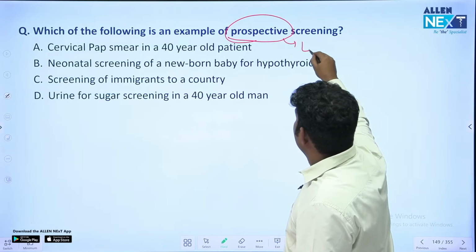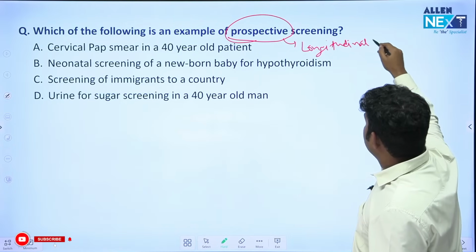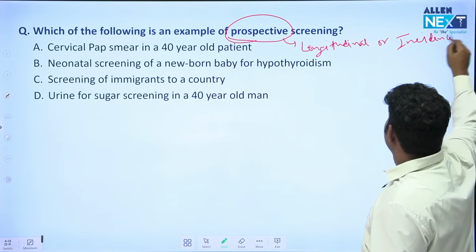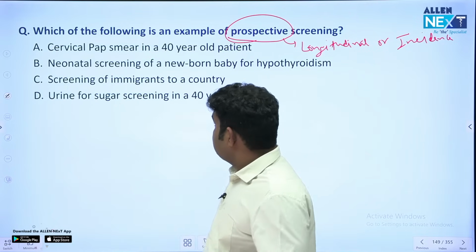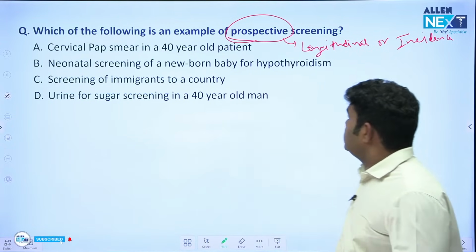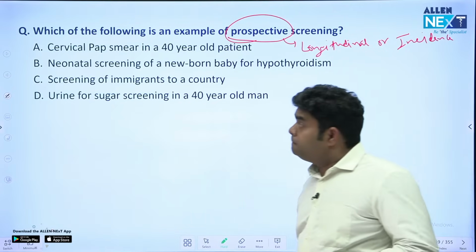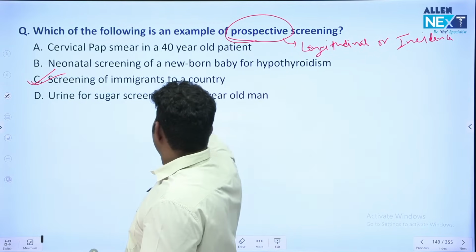Prospective, longitudinal, cohort, or incidence study, these all are other names of cohort. So, which of the following is prospective? Screening of immigrants to a country?